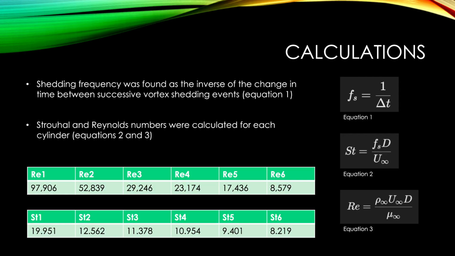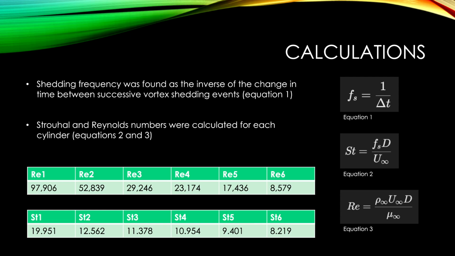And we can see that as the cylinder increases, the size and distance between vortices also increases, which will directly impact the frequency. The Reynolds and Strouhal numbers for each cylinder were calculated using the free stream conditions of the water, the shedding frequency, and the diameter as the characteristic length.